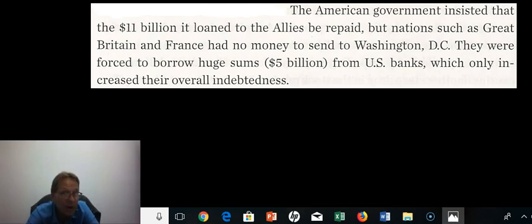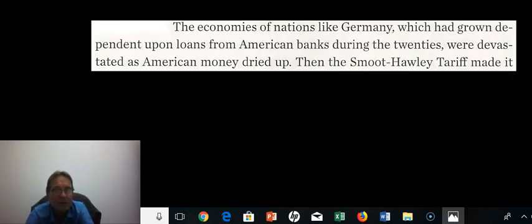They were forced to borrow huge sums, $5 billion, from U.S. banks, which only increased their overall indebtedness. In the economies of nations like Germany, which had grown dependent upon loans from American banks during the 20s, the Dawes loans, they were devastated as that money dried up.